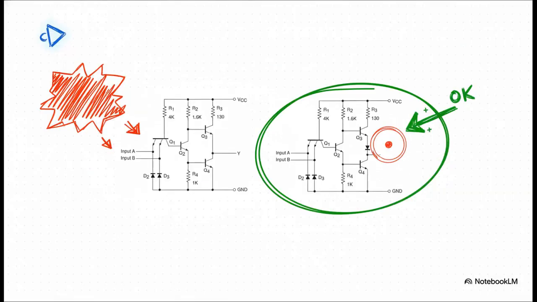But check this out. Here's the solution, and it's brilliant. On the left, you see the flawed design, and on the right, the fix. And what was the fix? Just one tiny little component, a single diode, placed right there. All this diode does is raise the voltage needed to turn on that top transistor Q3 just a tiny bit. But that's enough to give Q4 time to turn off completely before Q3 even has a chance to turn on. It's such a simple, elegant solution to a really critical problem.